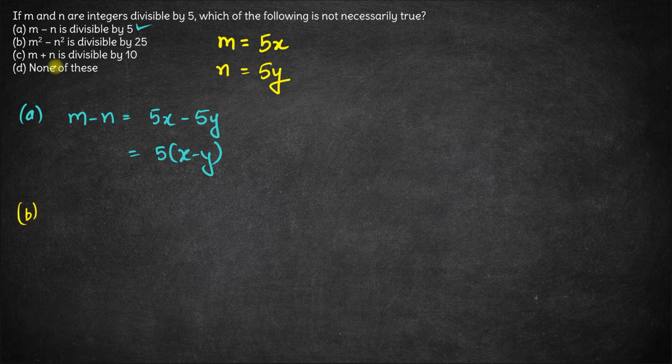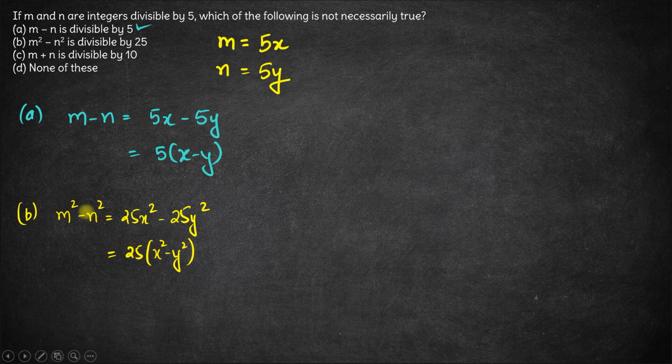Option B is M square minus N square is divisible by 25. So let's see. M square will be 25x square, N square will be 25y square. Taking 25 common, we have x square minus y square. Now M square minus N square is a multiple of 25. It is 25 into some integer. x and y are integers, right? So 25 into an integer is always a multiple of 25, hence it will always be divisible by 25. So M square minus N square is always divisible by 25. Option B is correct, always correct.